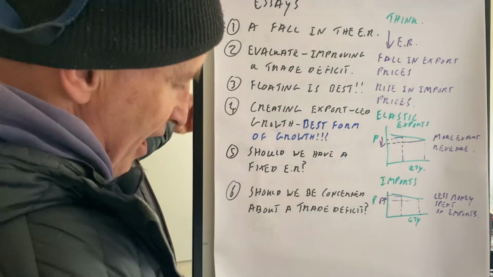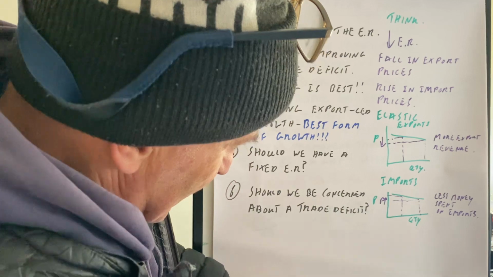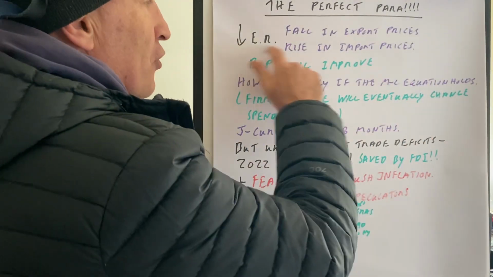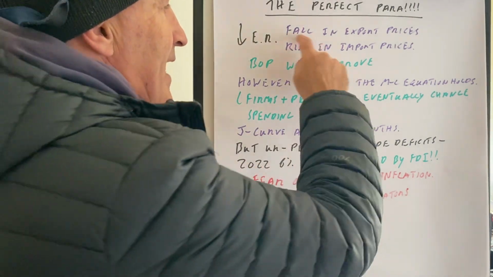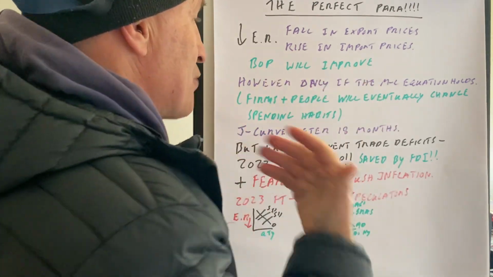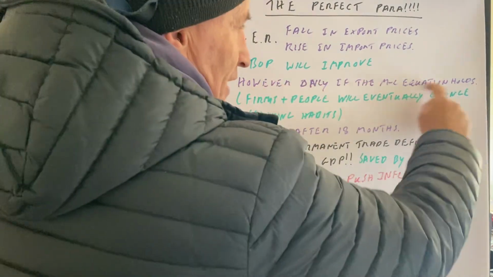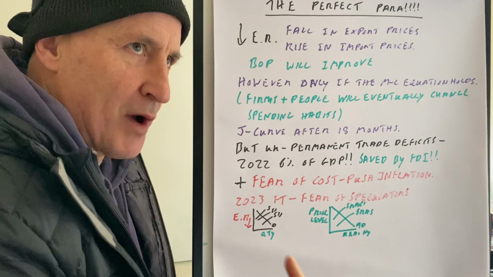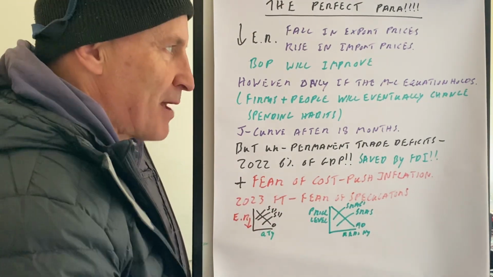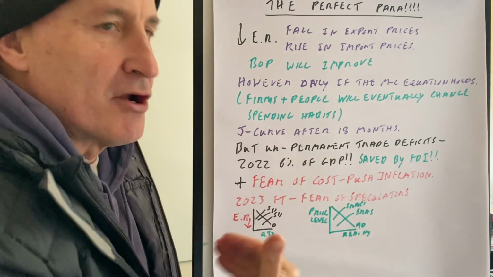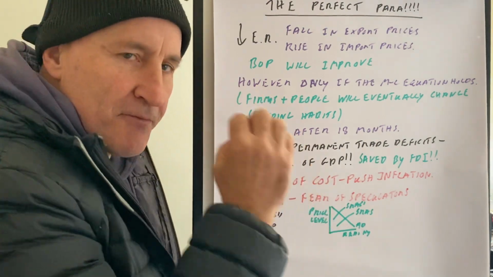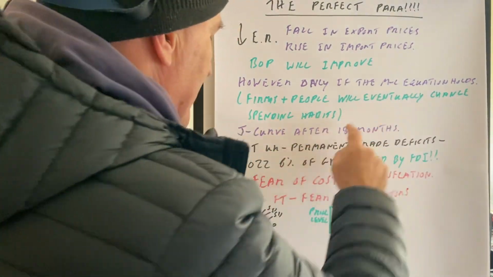Okay, so finally, then, this is the perfect paragraph on here. Fall in the exchange rate, fall in export prices, a rise in import prices, and then the balance of payments will improve. However, only if the Marshall-Lerner equation holds. The equation is if the sum of export and import elasticities is greater than 1, then the balance of payments will definitely improve after a period of 18 months, which is according to the J-curve. Because it takes time for firms and people to change their spending habits.